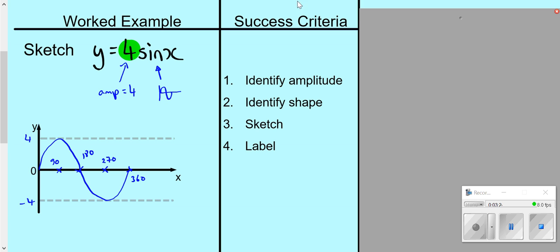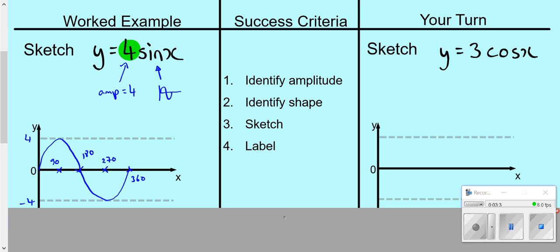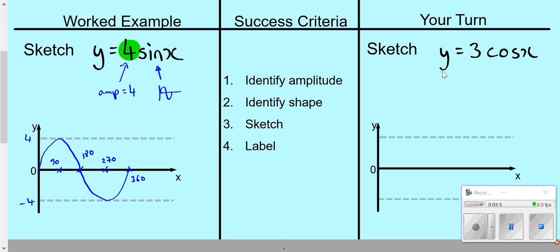Now, just like the usual structure of these videos, I've got one on the right-hand side. So pause the video, take as long as you need to try it, and then press play to see how you go on. Right, let's take a look at your one.